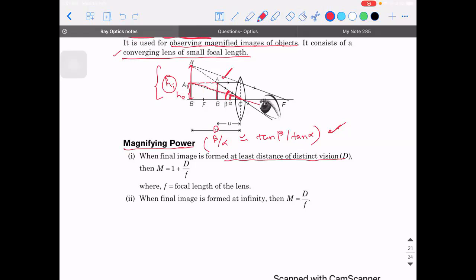Okay. So if the image is formed at the least distance of distinct vision, then the magnifying power is given as 1 plus d by f, where f is the focal length of the lens. When the final image is formed at infinity, then capital M is equal to d by f. That one will go off. So these are the two formulas. Please make a note of it.